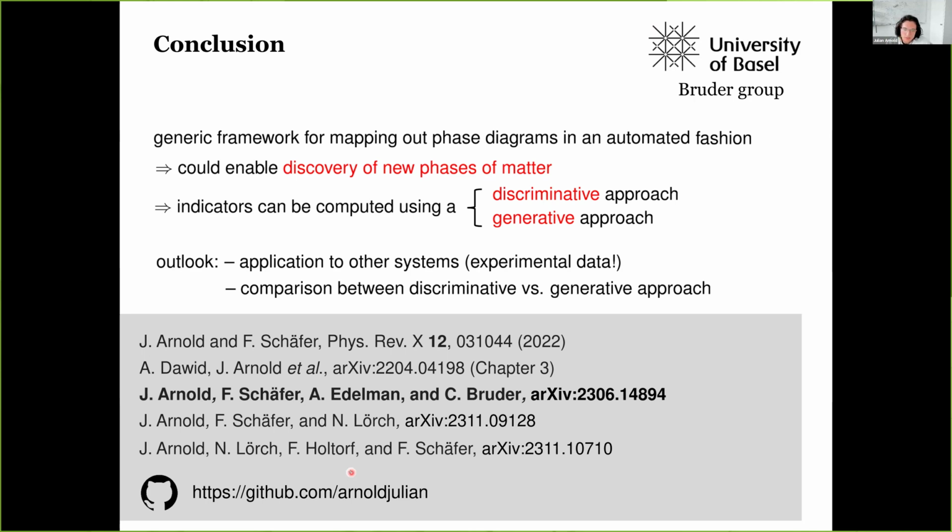Now, in case of the experimental data, I would argue it could work in a similar way.